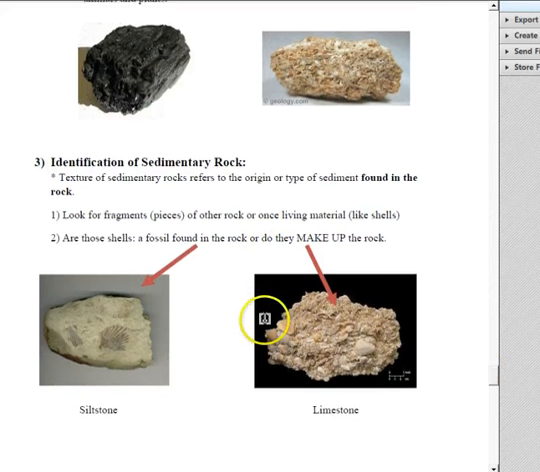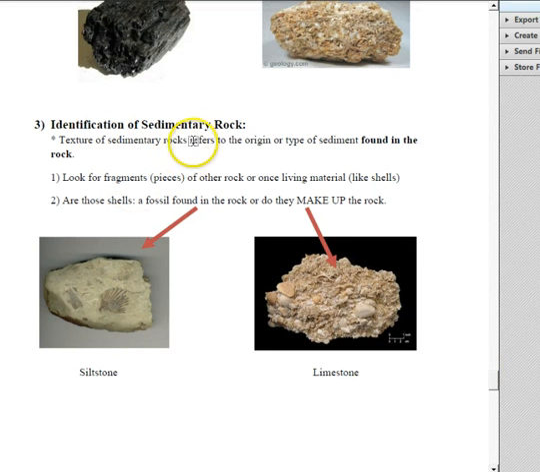And finally, how are we going to identify these in the lab? Well, the texture of the sedimentary rock refers to the origin or type of sediment found in the rock. Okay, so the first thing you want to do is look for fragments or pieces. Okay, is it clastic? Are there pebbles, boulders, sand, silt, clay? You want to look for that size, like we talked about earlier. Or you want to look for something that was living, okay, like shells. It's going to be hard for you to identify plant material in coal. You're not going to see that, but it's black, and most people know what coal looks like, so that's kind of easy. Please make sure you know, are those really shells, okay?